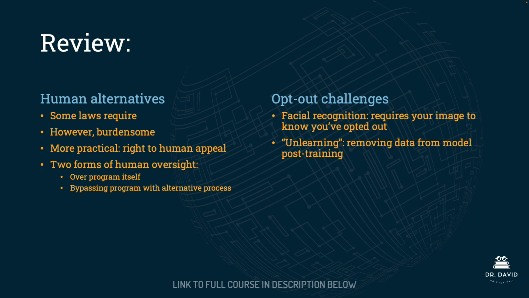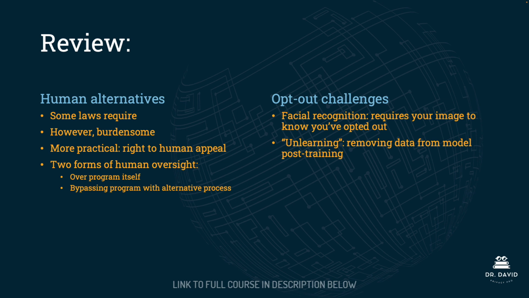In this mini lecture, we went over human alternatives and opt-out challenges. When it comes to human alternatives, remember that some laws require this, even though it can be very burdensome. It's more practical in most cases to have a right to human appeal. It would be a hopefully small number of cases that would take up this human appeal option. For the exam, you need to know that there are two forms of human oversight. They include human oversight over the program itself and bypassing the program or processing completely with an alternative human process.